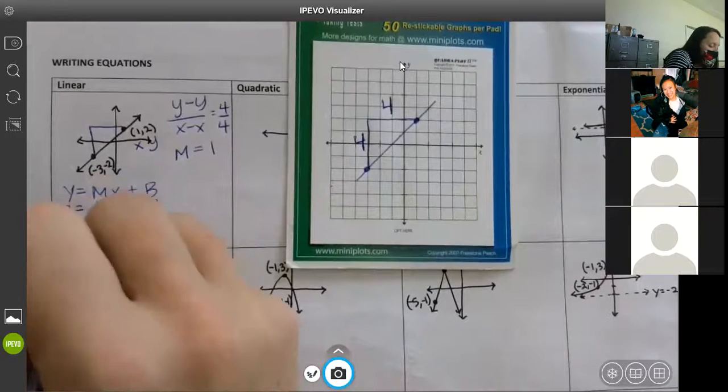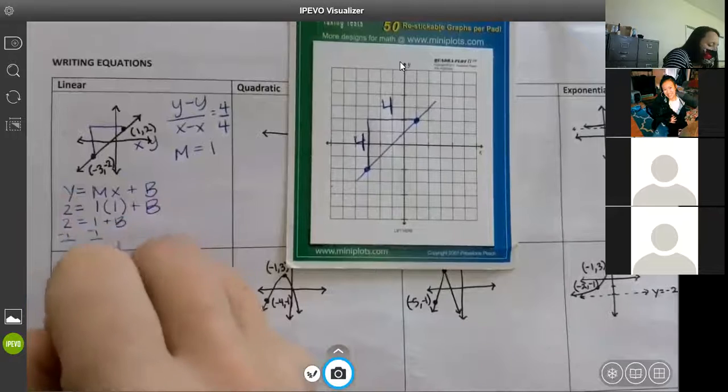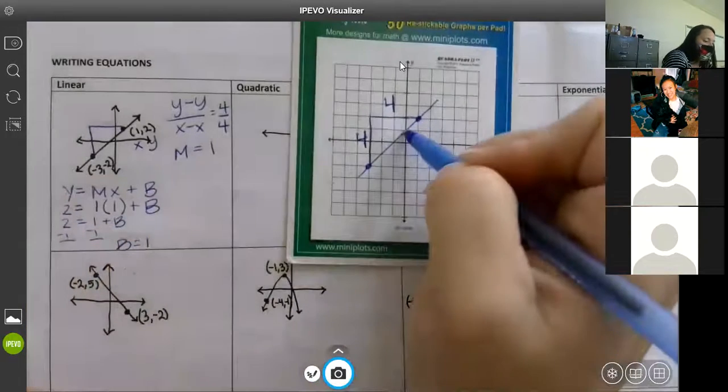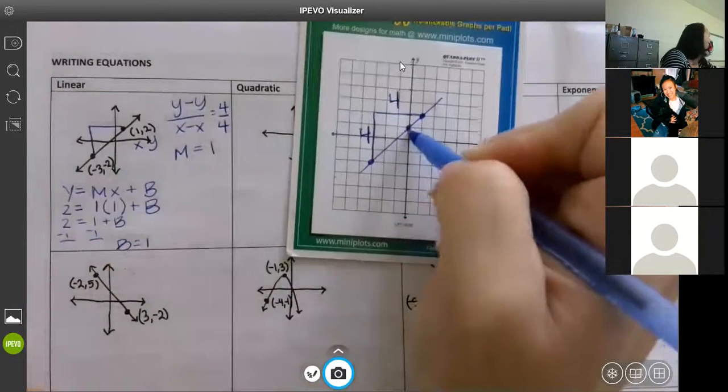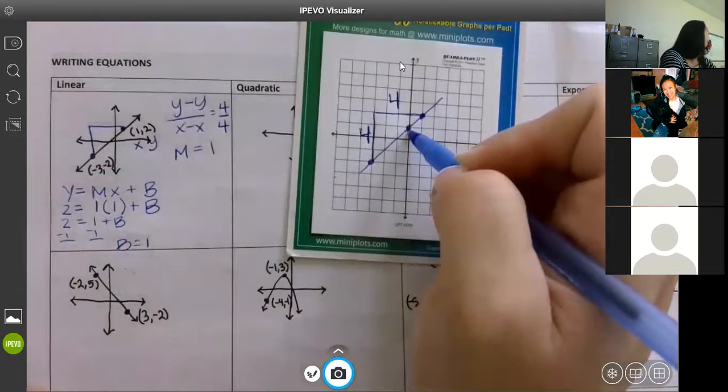We're going to solve it. 1 times 1 is 1. And then we're going to subtract 1, and we get b is 1. Now realize that I can see that on my graph right here. So it may be easier for you to just go ahead and graph it, okay? It may just be easier.